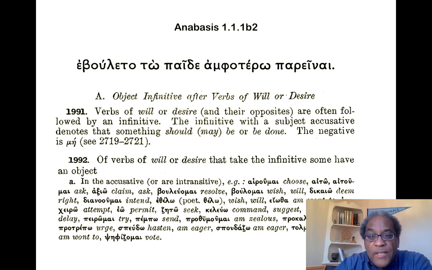The infinitive with the subject accusative denotes that something should or may be or be done. The negative is mē. So at 1992, Smyth gives you a wonderful list of verbs of will or desire that take the infinitive and have an accusative object. So we see boulomai, wish or will, and I invite you to explore these verbs and learn them. So, ebouleto tō paide amphotero parenai.